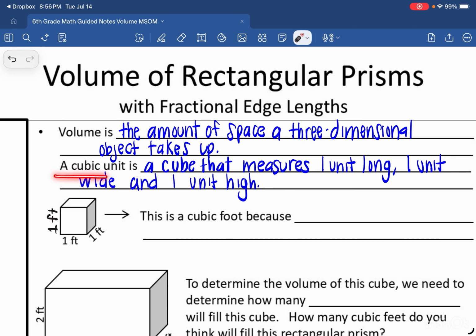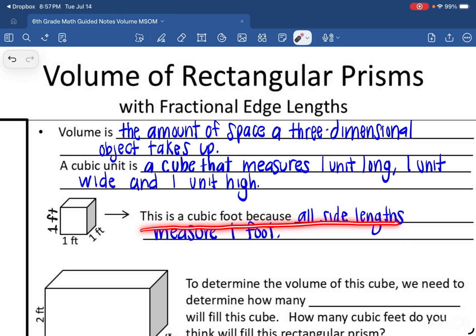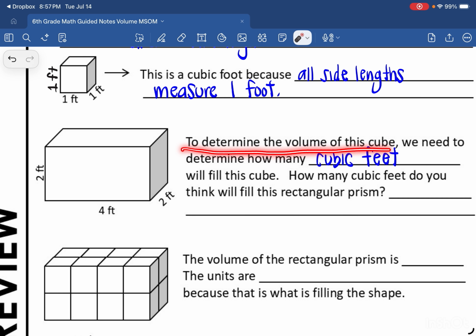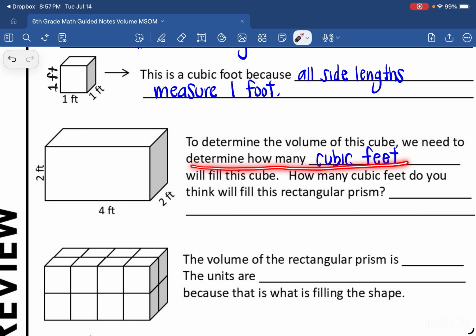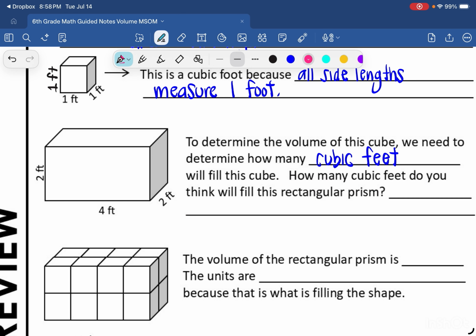A cubic unit is a cube that measures 1 unit long, 1 unit wide, and 1 unit high. This is a cubic foot because all side lengths measure 1 foot. We have 1 foot long, 1 foot wide, and 1 foot high. So this is called a cubic foot. To determine the volume of this cube right here, we need to determine how many cubic feet will fill this cube. How many cubic feet do you think will fill this rectangular prism? So write down whatever you estimate.